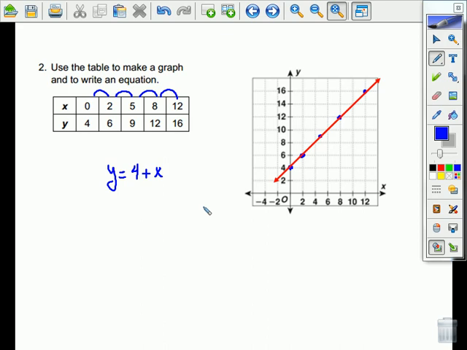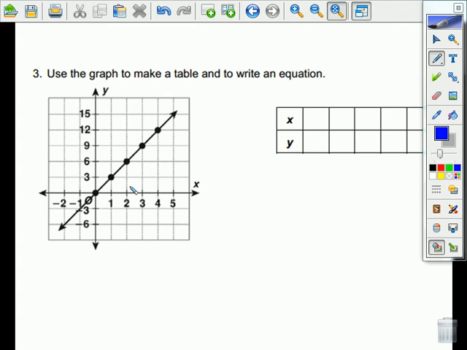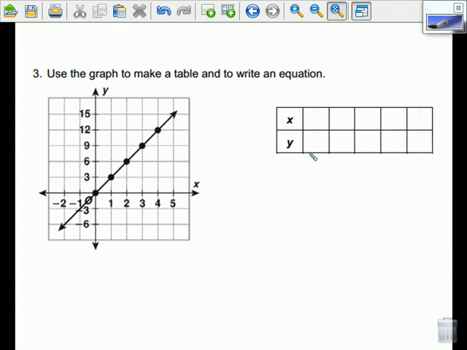Okay, let's look at the next one. So here we have the table and the equation and the graph. And finally, they want us to use the graph to make a table and to write an equation. So I'm going to go ahead and make the table first. It looks like my x value, I start at 0 and the y value is 0. My next x is 1 with a y of 3 right here. Then I have 2 and 6, 3 and 9, and 4 and 12.